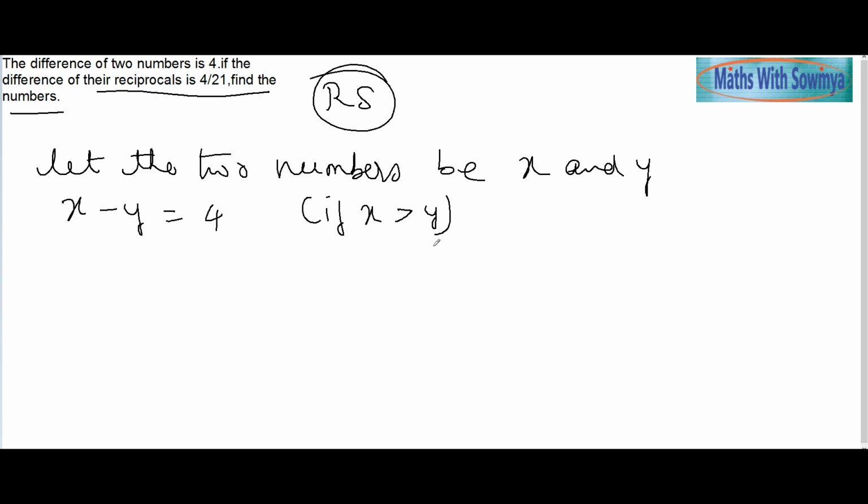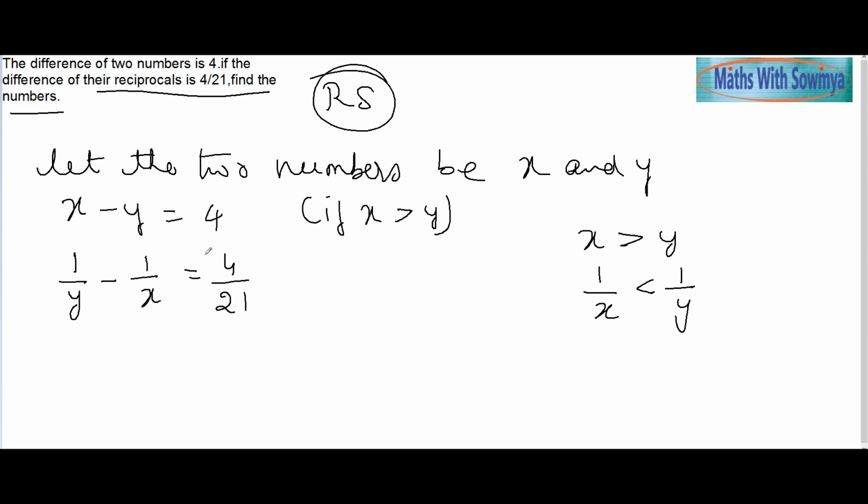And for the reciprocals, if x is greater than y, then the reciprocal of x is less than the other one. Suppose you take 3 is greater than 2. Obviously 1 by 3 is less than 1 by 2. So whenever you take the reciprocal, you get the opposite sign. So here this is most important. Don't write 1 by x minus 1 by y, because 1 by y will be bigger than 1 by x, then 4 by 21. If you do it the other way, then you have to take the negative. This is most important, which you need to remember.